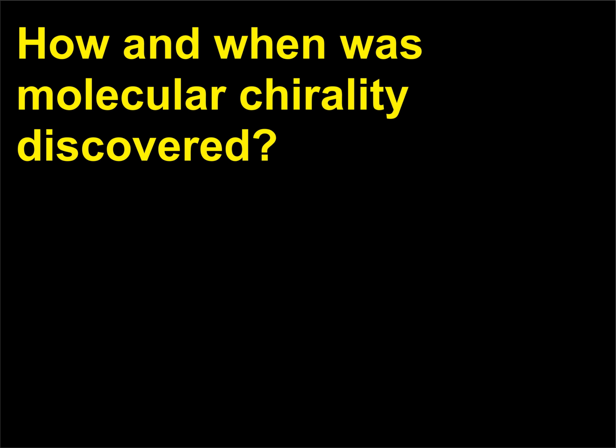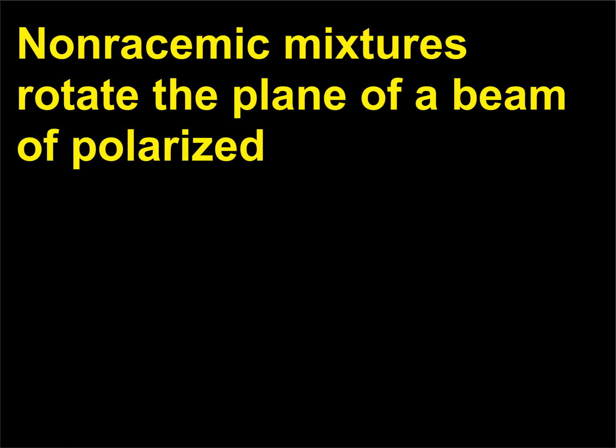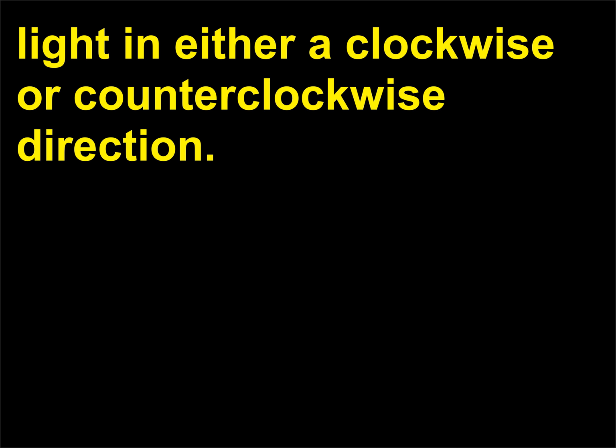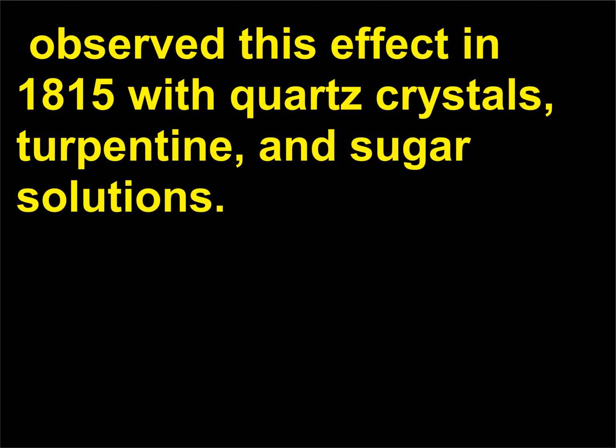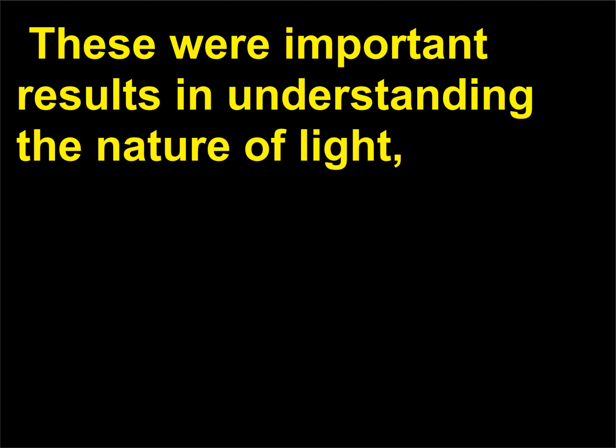How and when was molecular chirality discovered? Non-racemic mixtures rotate the plane of a beam of polarized light in either a clockwise or counterclockwise direction. Jean-Baptiste Biot, a French physicist, observed this effect in 1815 with quartz crystals, turpentine, and sugar solutions. These were important results in understanding the nature of light.